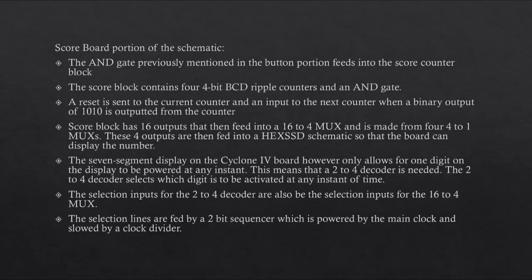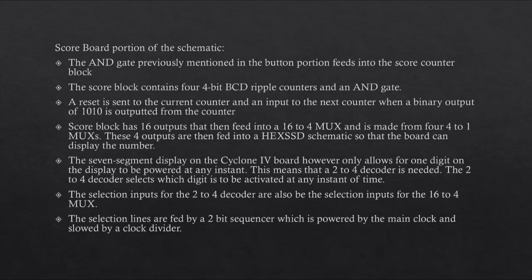This 16:4 multiplexer is the selecting block that selects the number to be displayed on the Cyclone 4's 7-segment display and is made from 4 4:1 multiplexers. These 4 outputs are then fed into a hexadecimal to 7-segment display schematic so that the board can display the number. The 7-segment display on the Cyclone 4 board, however, only allows for 1 digit on the display to be powered at any instant. This means that a 2 to 4 decoder is needed.